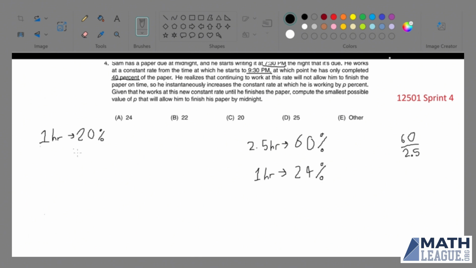So in 1 hour, he goes from writing 20% of the paper to 24% of the paper, which is a numeric increase of 4%, but that's not the percent increase of his actual rate. To find the percent increase, we compare our 4% increase to our original rate of 20%, which as a fraction is 1/5, or in other words, a 20% increase in rate. That was answer choice number C on our test, which is our answer.